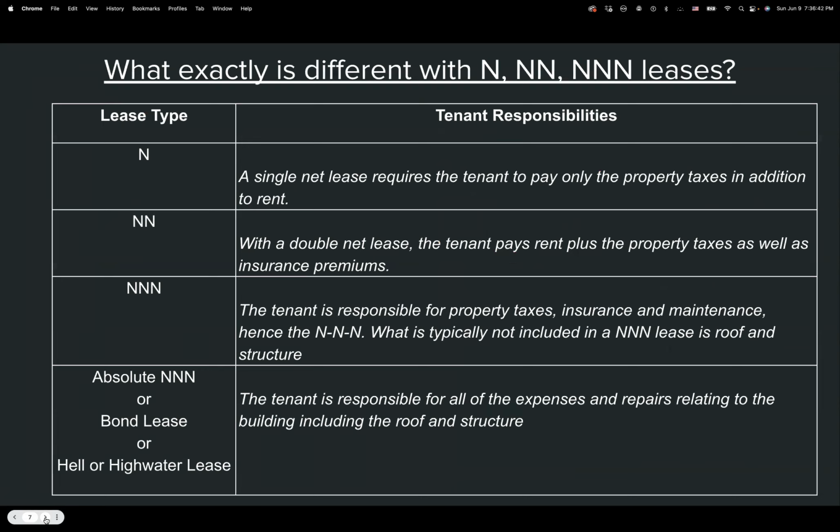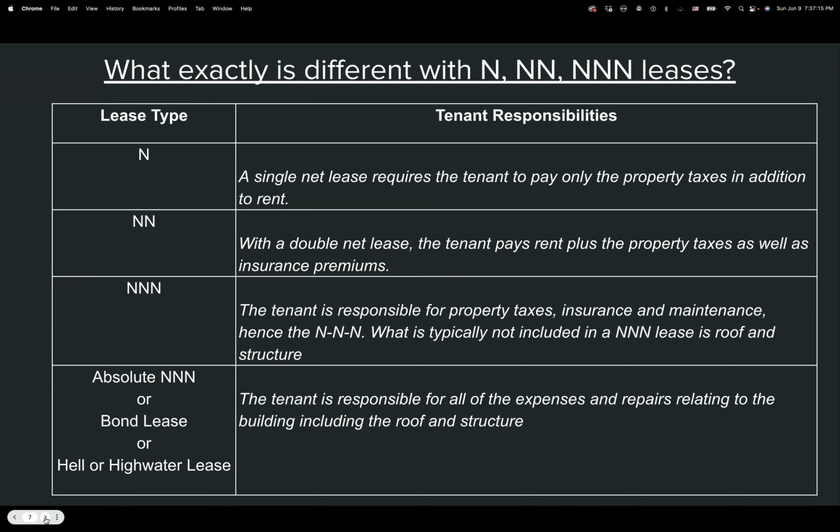So what are some other things that are important? Well, there are different categories of net lease. You may sometimes hear terms like single net, double net, triple net, or you can also hear a term, absolute triple net. That's also called a bond lease or a hell or high water lease. A single net lease is where the tenant is only responsible for paying the property taxes. So even though you own the building, the tenant on a single net lease is responsible to pay the property taxes, but that's the sole extent of what they're responsible for.